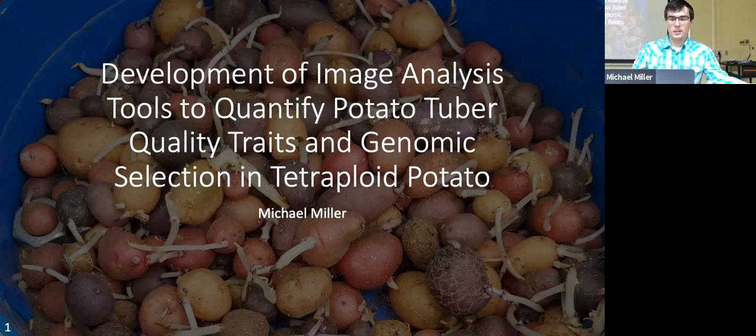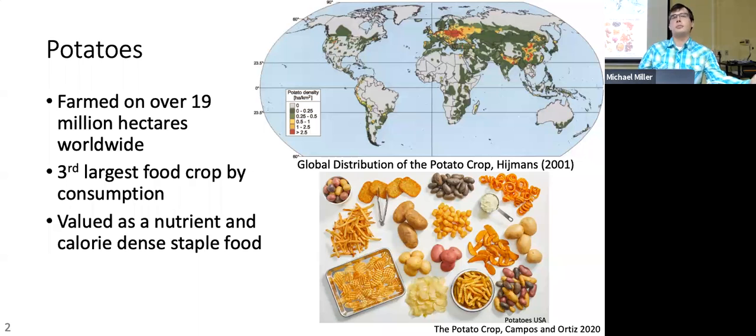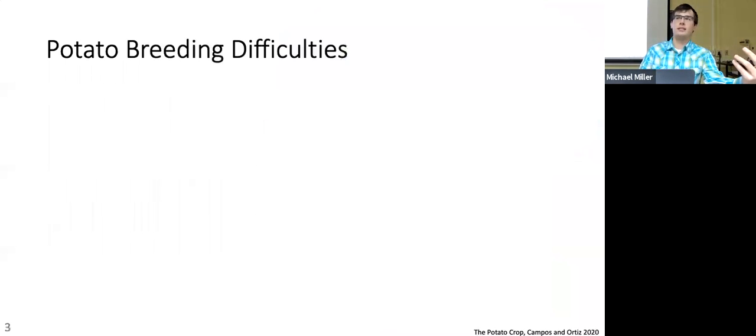We'll start with a bit of background on potatoes. Potatoes are farmed on over 90 million hectares worldwide. They're the third largest food crop by consumption and the largest non-grain crop, and are valued as a nutrient and calorie dense food in much of the world. Despite this importance, there are a lot of difficulties in potato breeding that have meant that we haven't seen the same progress that we've seen in other important crops like maize.